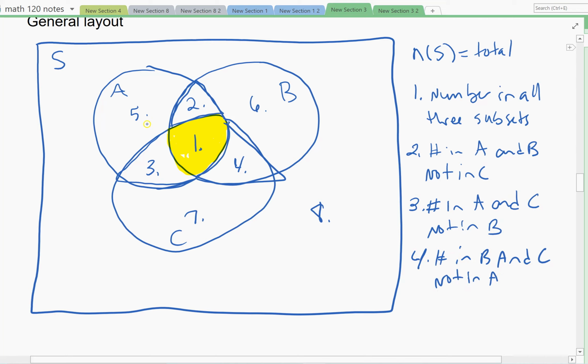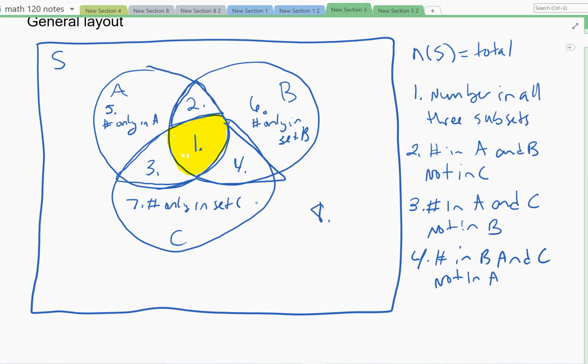Then there are regions 5, 6, and 7, and I'm just going to write those in the 5, 6, and 7 areas. Region 5 here, which would be this sort of shape, is all of the items, the number, that are only in set A. Region 6 would be the number only in set B, and then 7 is the number only in set C. Those are the onlys. They're items in my subsets that land in only one of those groups. And then I'm not done yet.